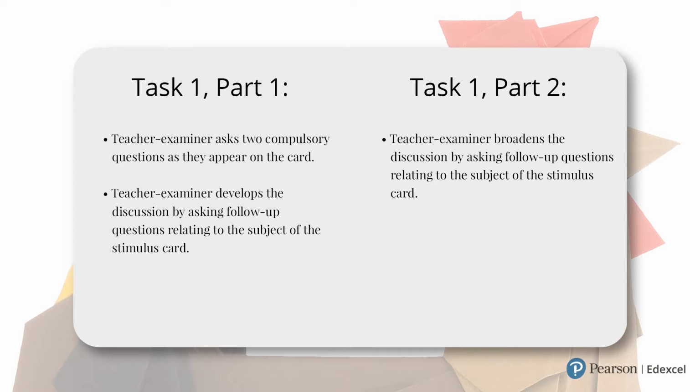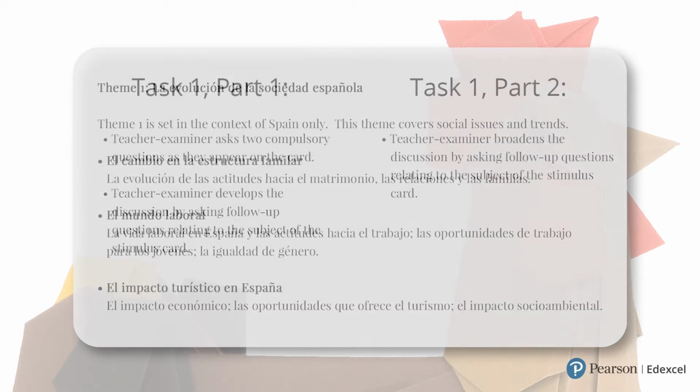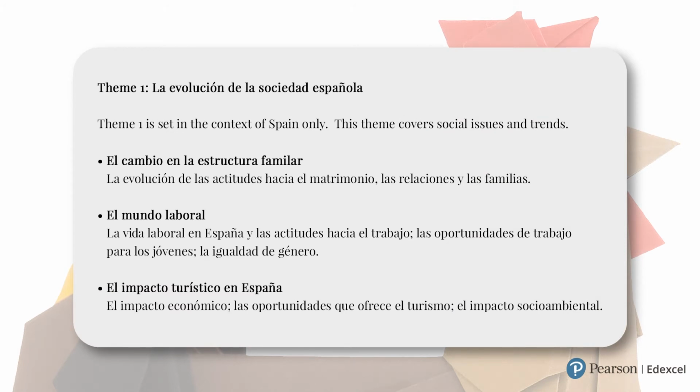Then comes Part 2 of Task 1, in which the teacher examiner broadens the discussion by moving on to at least one other sub-theme from the theme. To exemplify this, let's look at Theme 1 from the Spanish specification. Imagine that a candidate has a stimulus card based on the world of work, el mundo laboral, which is the second bullet point on this slide. Let's imagine that the specific focus of the stimulus card is working life in Spain and attitudes towards work, which you can also see highlighted here.